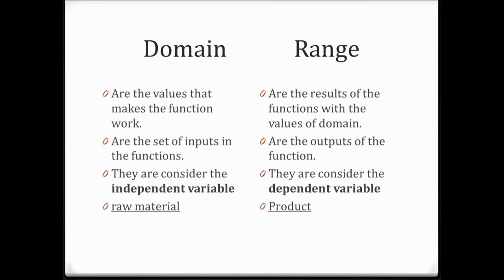Okay, what about the range? The range is the result of the function with the values of the domain; they are the outputs of the function. They are considered the dependent variable. And if you consider this function like a machine, practically the range becomes the product, the final product.